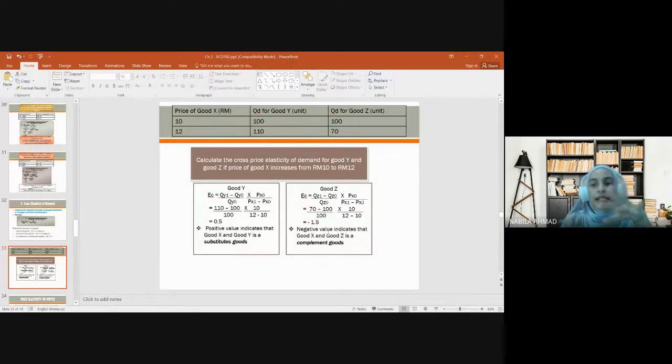Right. So hari ni sampai situ saja. Ya, untuk 3 types of elasticity of demand. Untuk supply kita akan masuk next class lah. Okay, jadi kalau nak faham lagi kena buat latihan lah. Alright.